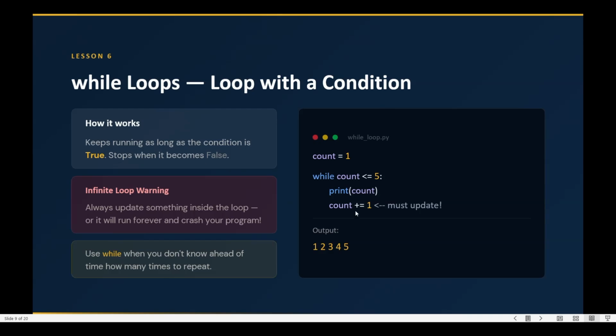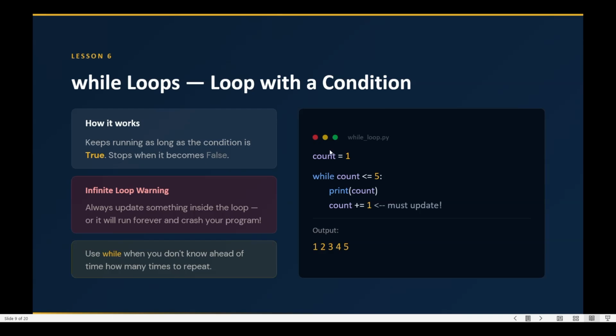Then it again goes to the loop and checks if the condition is true or not. If the condition is true, 3 is less than or equal to 5, it prints 3, then again adds 1 to the number, which is 4, and then again it goes to the while condition. Here it checks if 4 is less than or equal to 5. If the condition is true, it again enters the loop. It prints the number 4.